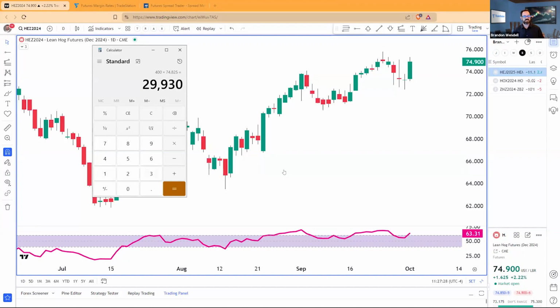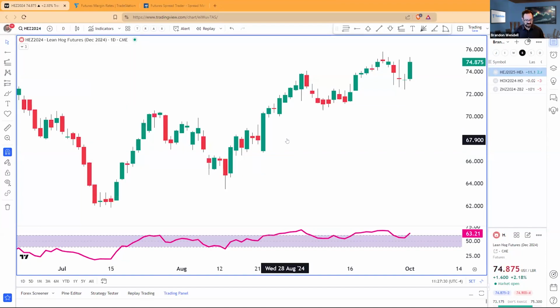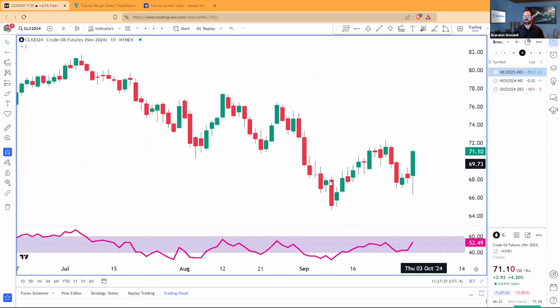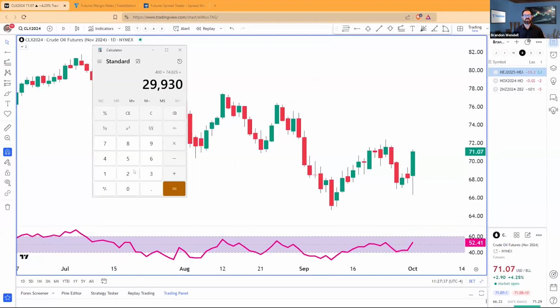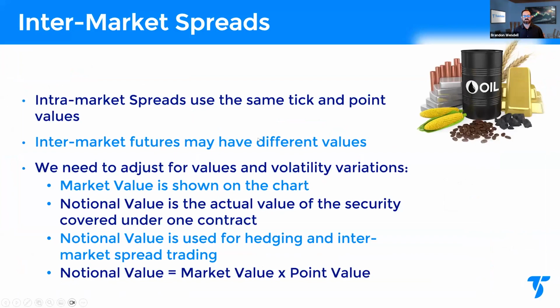That's all. And if you were to take a look at something like crude oil, crude oil has a market value of 71.10, but you're trading 1,000 barrels of oil. So 71.10 times 1,000 is $71,000 worth of crude oil. That's what the contract covers. That's the notional value for that particular security. And that's what we're going to be using. So when it comes to intermarket spreads, we use the notional value, which is nothing more than the market value you see on the chart multiplied by the point values.